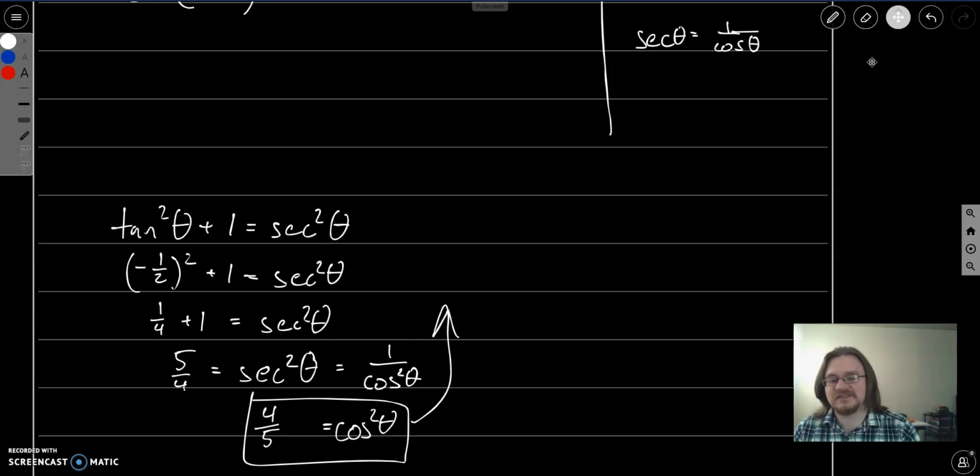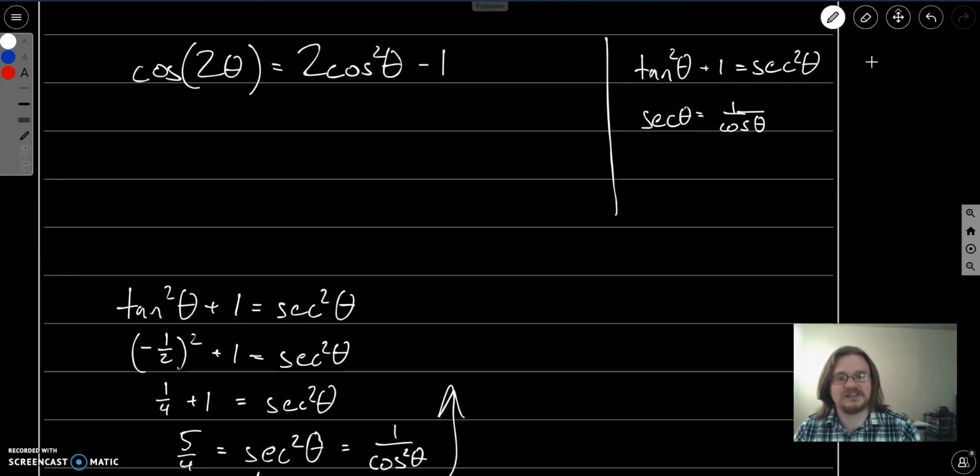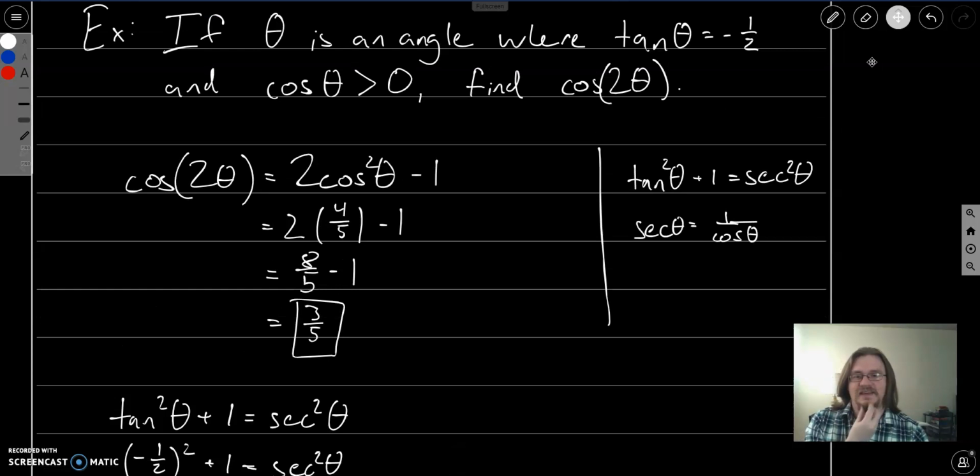So I don't even have to solve for cosine. I don't need cosine. I've got cosine squared, which I can just plug in. 2 times 4/5 minus 1. And 2 times 4/5, that's 8/5. Minus 1. 8/5 minus 5/5 is 3/5. And there you go. This should be our answer.